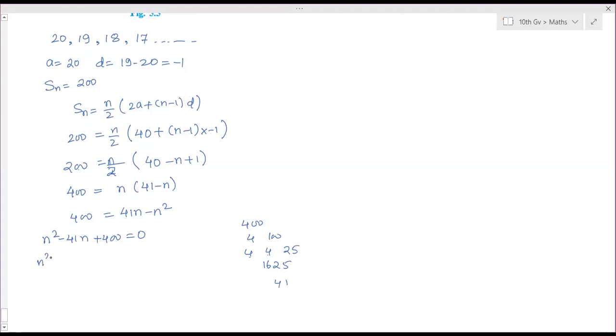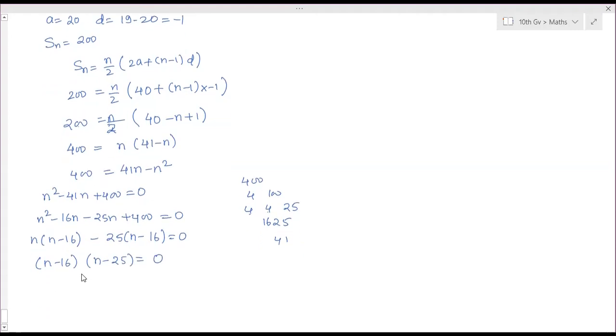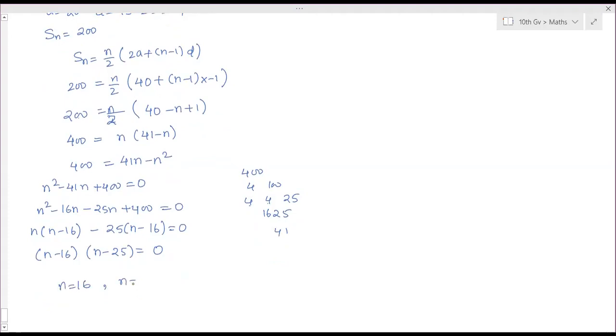And 25. So n is either 25 or 16. What is the actual value of n then? Which makes sense in this question? In this question, the number of logs cannot be negative. So after 16, from the 17th to the 25th term, the negative and positive numbers are both there, which makes the sum 0. That will not be there. So that means there are totally 16 rows.